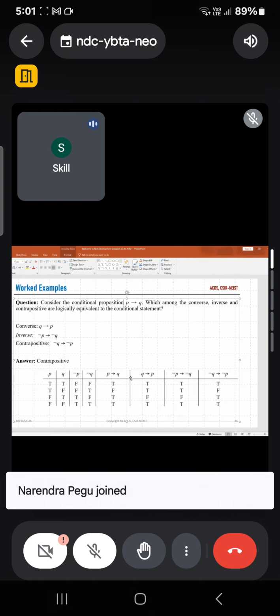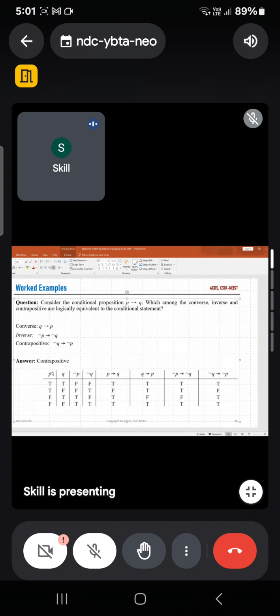Similarly, just take Q first and then it will imply P. So true, true will be true only. Then Q false and P true, so it will come true. Then Q true, P false, so it will come false. Then both are false, we will directly write true.